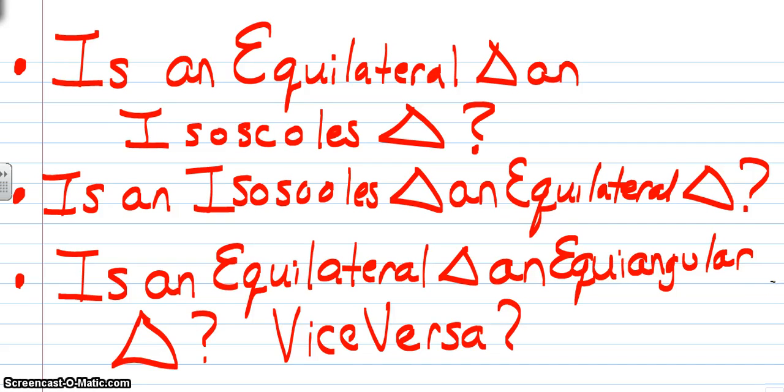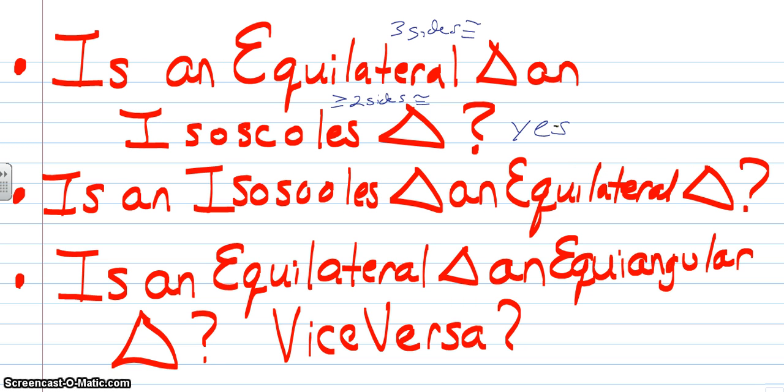So just a couple questions to kind of wrap it up. Is an equilateral triangle an isosceles triangle? Well, because an equilateral is three sides congruent, and an isosceles is greater than or equal to two sides congruent, this is going to be a yes. All equilateral triangles are also isosceles triangles.